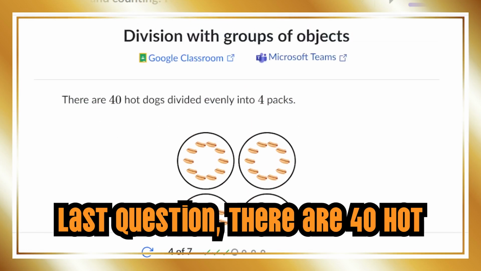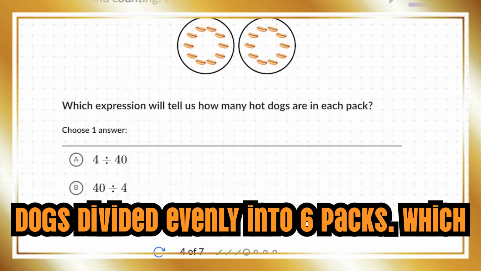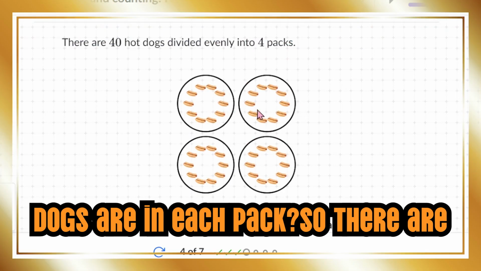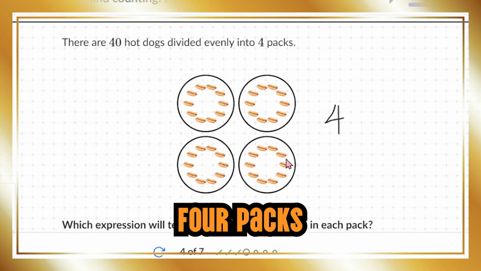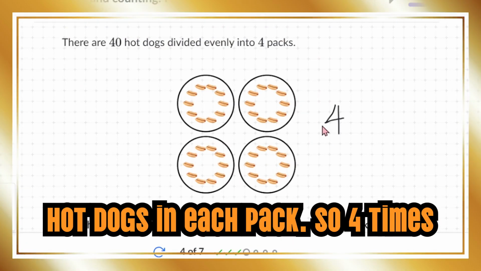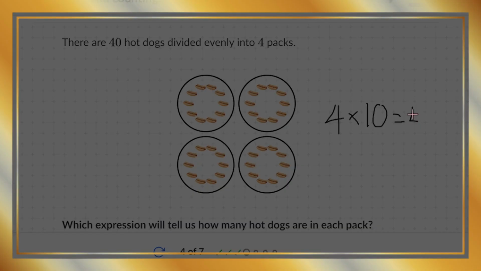Last question. There are 40 hot dogs divided evenly into 6 packs. Which expression would tell us how many hot dogs are in each pack? So there are 4 packs, and there are 1, 2, 3, 4, 5, 6, 7, 8, 9, 10 hot dogs in each pack. So 4 times 10 equals 40.